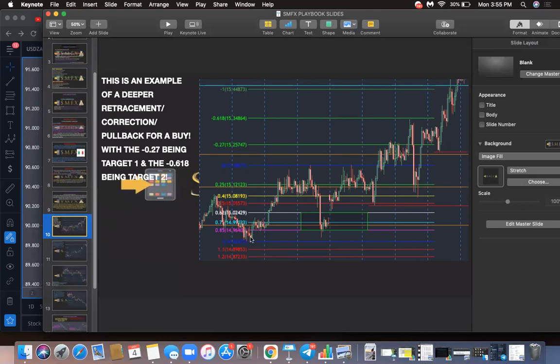So what are we identifying right now? We're identifying this low to this high. Why this high and not this one? Because this was the high that initiated the pullback. So you want to measure the whole move from low to high. So notice an example of a deeper retracement.